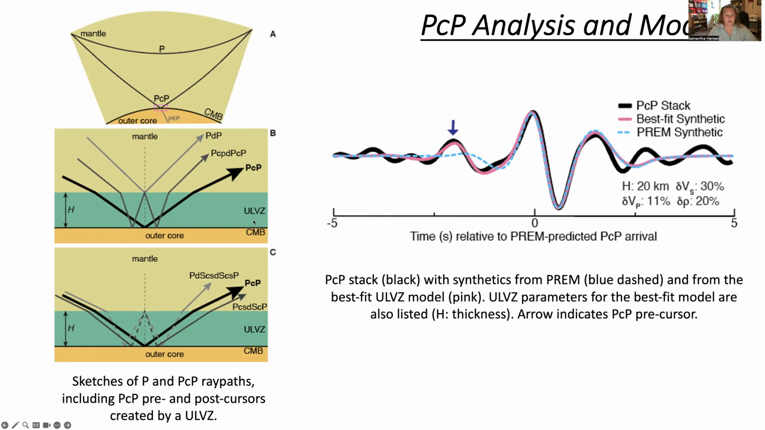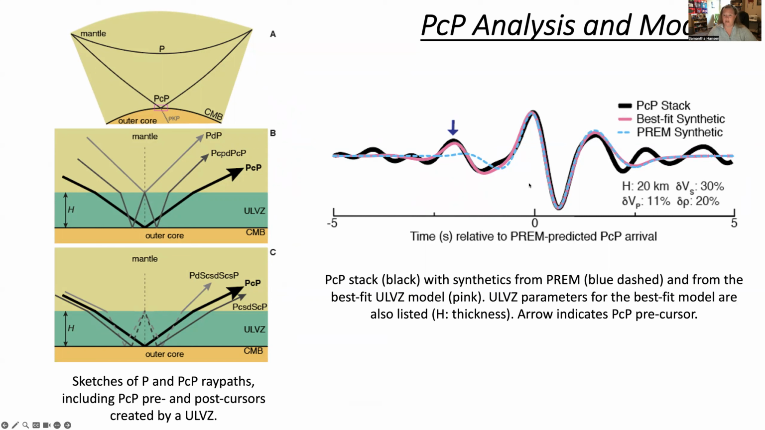And as you can see, when a ULVZ is present, we get the normal PcP phase, but we also get pre- and post-cursor phases caused by reflections off the top of and reverberations within the ULVZ layer. So we can model these pre- and post-cursors to look at the ULVZ structure. An example of this is shown here on the right.